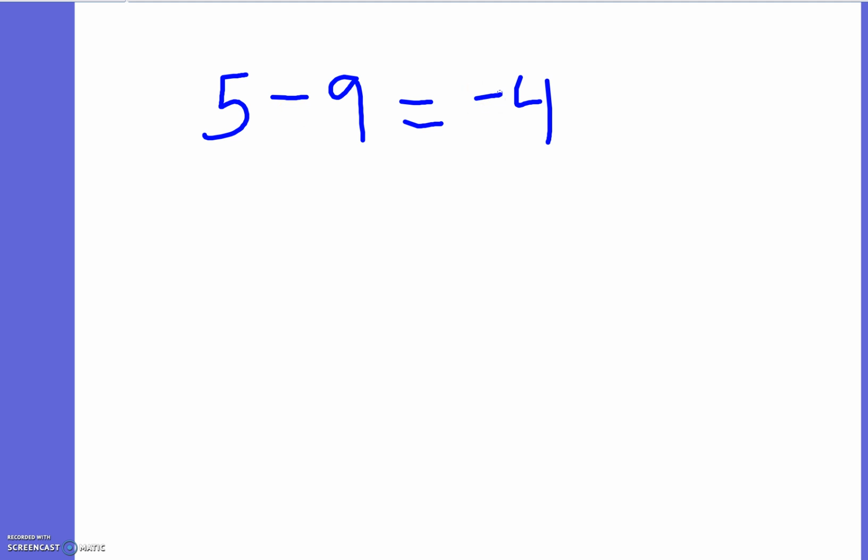But the question I'll ask people is, well, why? Why does that work? I mean, because otherwise it's just a gimmick, that rule. And there's a couple reasons why. So here's one perspective. Let's say we look at a number line.